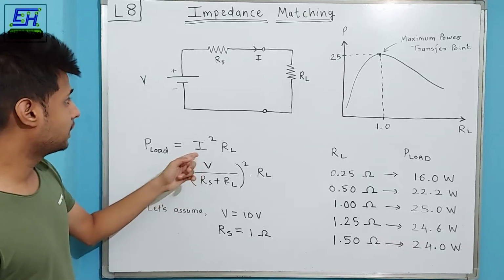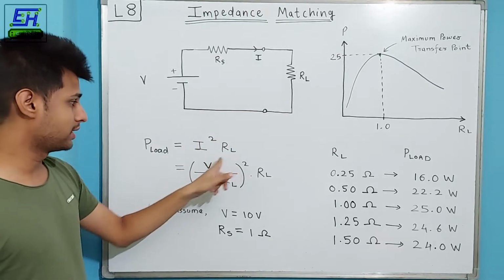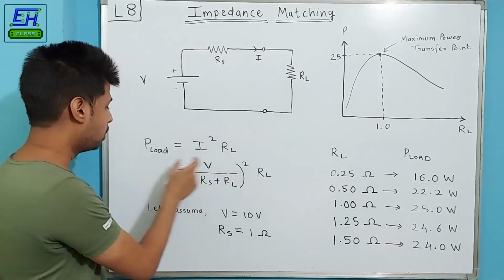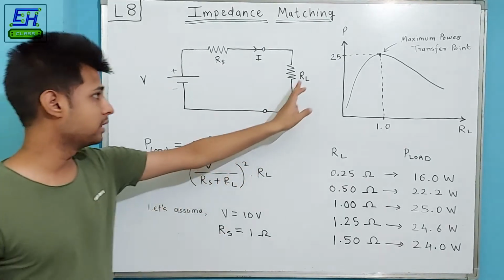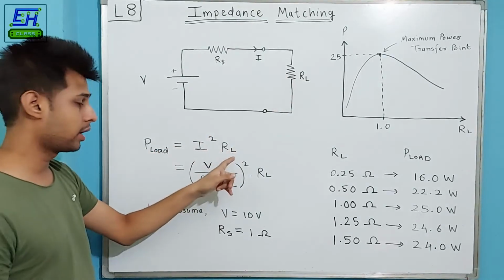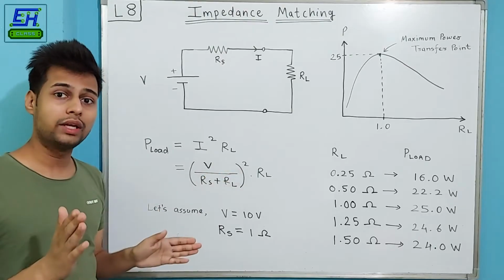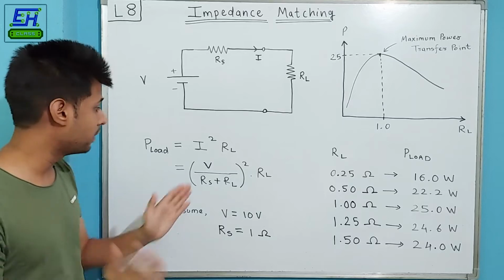So here the current is basically the same current flowing through both of the resistances, and this is our load resistance RL, because we have to find the power dissipated or delivered to the load. Hence we are using the term RL. Now in this equation you can see that both the terms are actually opposite. They basically follow an opposite trend. Now exactly how, let's see.